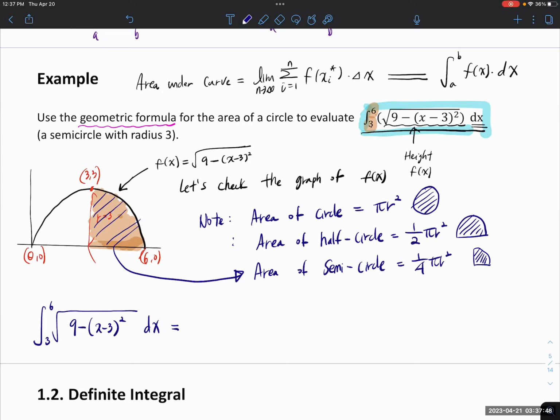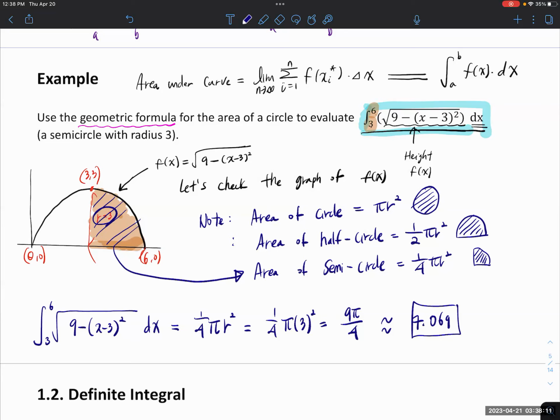So therefore the formula is 1/4 pi r squared, and r is already given by looking at the shape. So 1/4 pi times 3 squared. So I got 9 pi over 4, approximately 7.69. So that's the area of that semicircle.